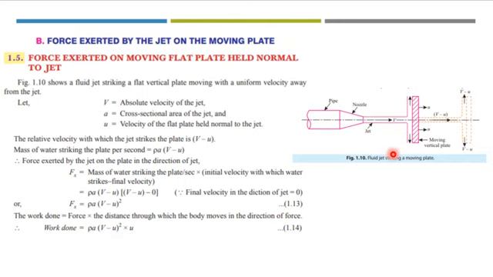You can note that this very first case of a moving plate is not practically feasible because the distance between the nozzle and the plate will go on increasing. However, if a series of plates is fitted on a wheel, then there is always a plate facing the jet. Then the entire fluid issuing from the jet will strike the plates.